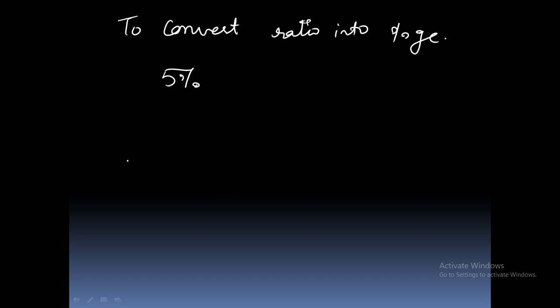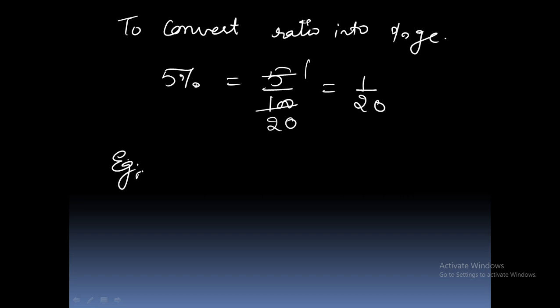Next method, to convert a ratio into a percentage, we convert it into a fraction whose denominator is 100. For example, we have given 5%. This is equal to 5 by 100 and this is equal to 1 by 20, because 5 ones are 5, 5 twos are 10. So 1 by 20.